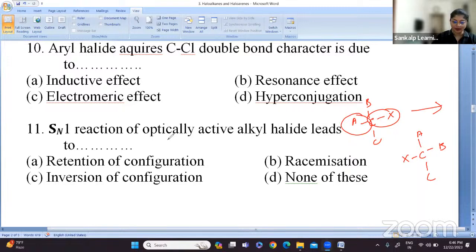So SN1 of optically active alkyl halide, what does it lead to? Retention, racemization, or inversion? It leads to racemization. There will be both, 50% retention and 50% inversion. So it leads to racemization. When you are studying the stereochemical aspects of the SN1 reaction, this should be kept in mind. Fine. Now moving further.